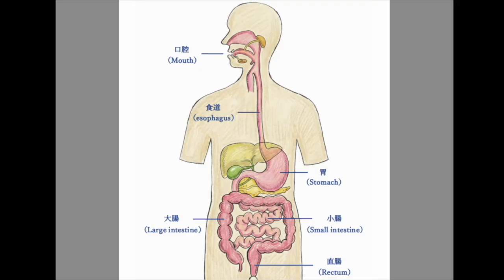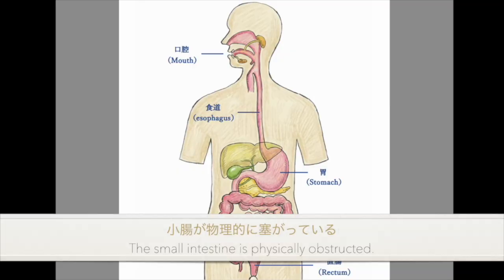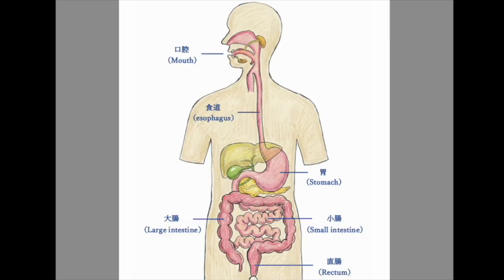This is simple. When intestinal fluid, gas, food, and so on cannot flow and remain stagnant in the small intestine, it gradually becomes distended. The causes of failure of the intestinal contents to flow can be broadly divided into two categories. One is the small intestine does not undergo peristalsis. The other is the small intestine is physically obstructed. Let me explain the first cause.